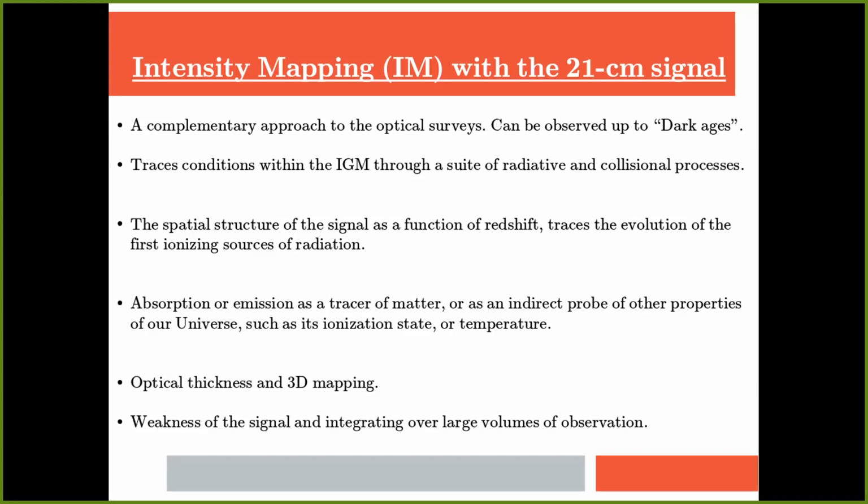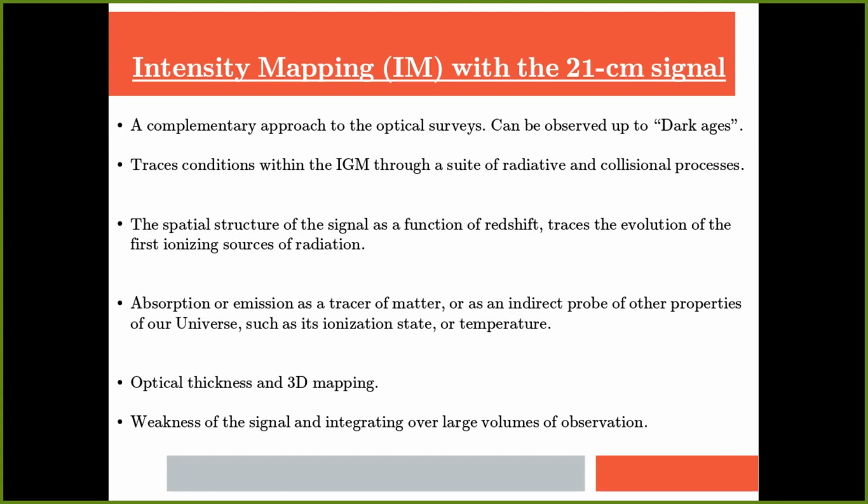So the brightness temperature fluctuation of the 21 centimeter signal traces the conditions within the IGM through a suite of radiative and collisional processes. Thus, the spatial structure of the signal as a function of redshift traces the evolution of the first ionizing sources of radiation, right? And the detection of the absorption and/or emission of the 21 centimeter signal can be used as a tracer of the underlying matter, or as an indirect probe of other properties of our universe, such as its ionizing state or temperature.